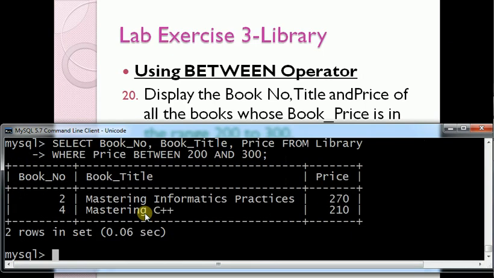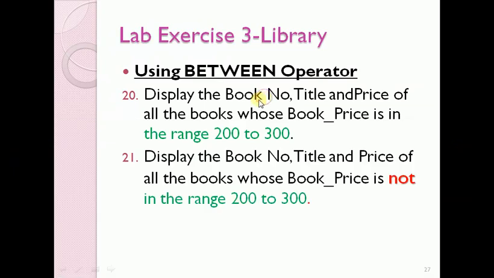The price must be between 200 and 300. See the prices 270 and 210, which are within this range. So you can use between for seeing the values coming within the range, including both the lower and upper values.